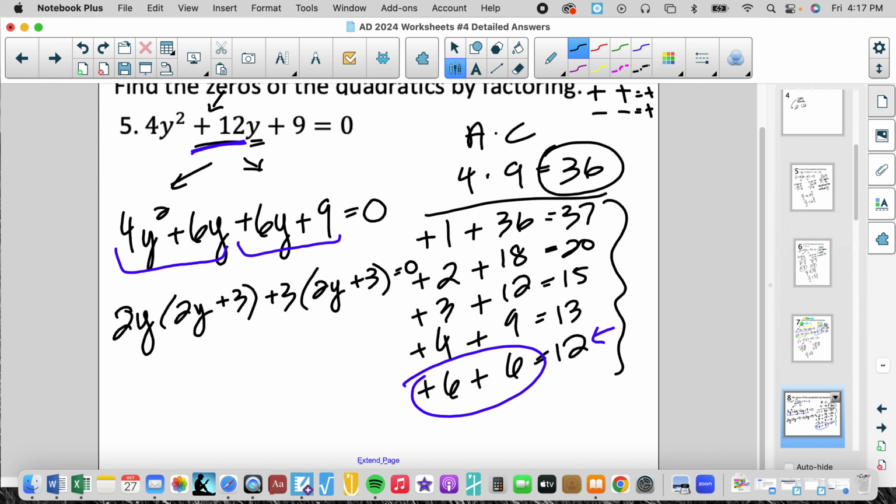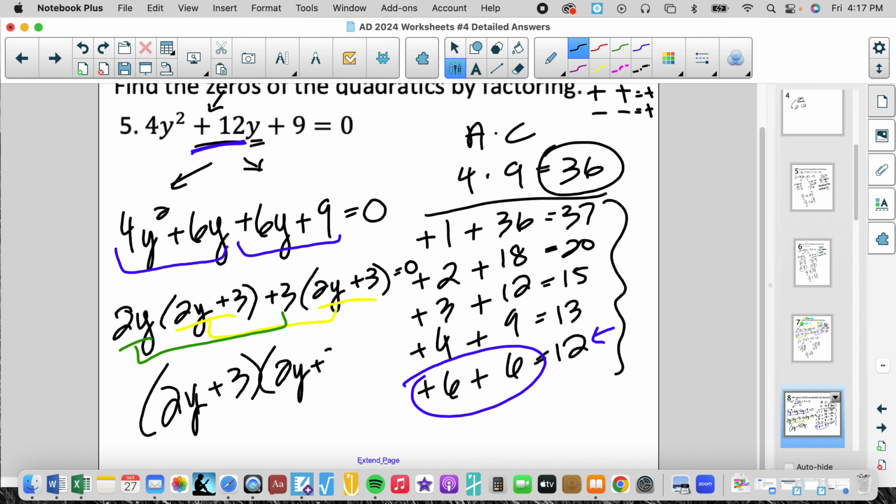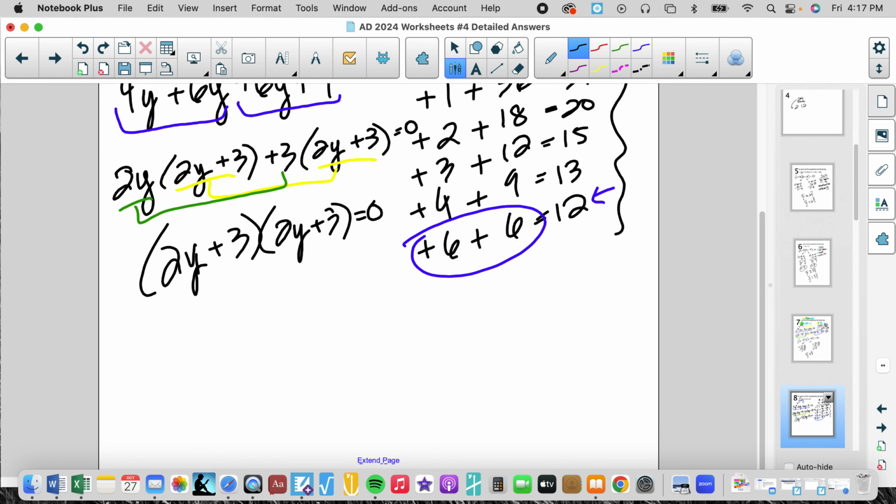How do I know I got it right? Because these are identical. They have to be the same. They are. Let's pull that out. If we pull it out, what are we left with? Oh my, 2y plus 3. Another one like that, 2y plus 3. And that is because it's a binomial square. We'll deal with that later.